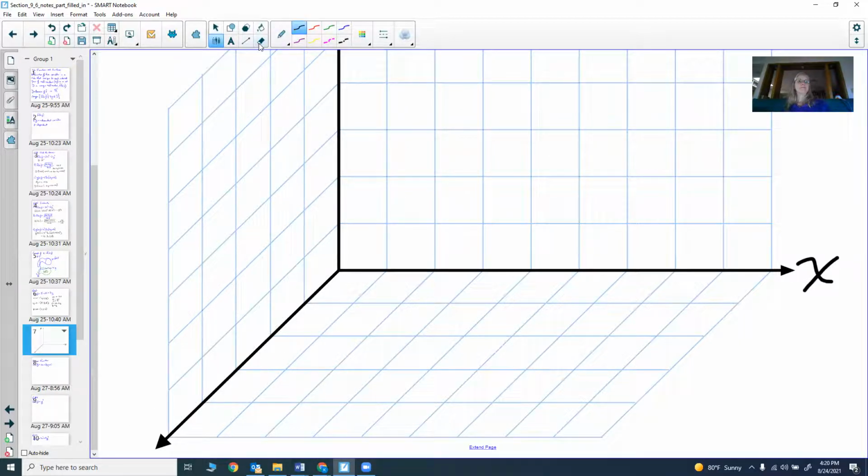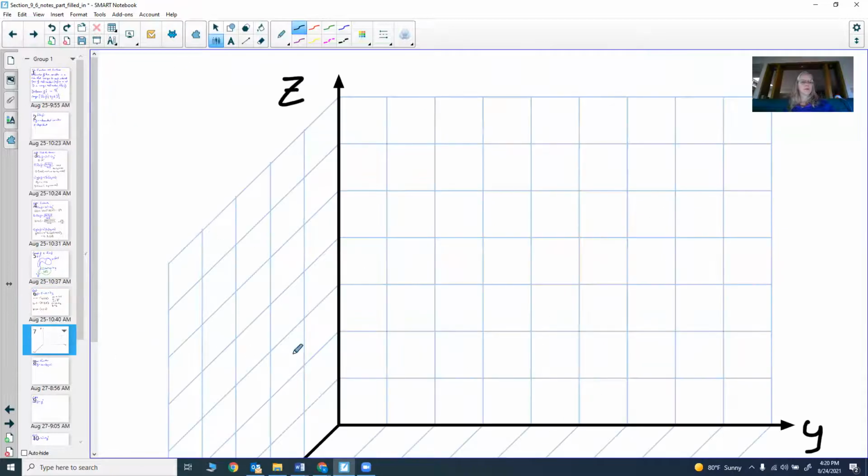Actually, I'm sorry. That's not right. Think about it this way. You've got your xy plane normally, which is up and down. You're just going to turn it sideways and kind of rotate it. So this will be the y-axis, and then this axis coming out at you is the x-axis.